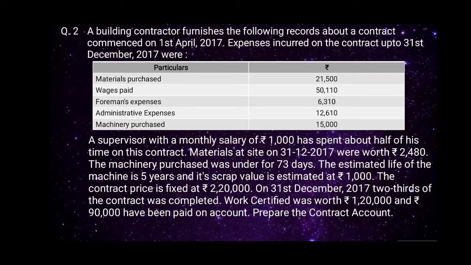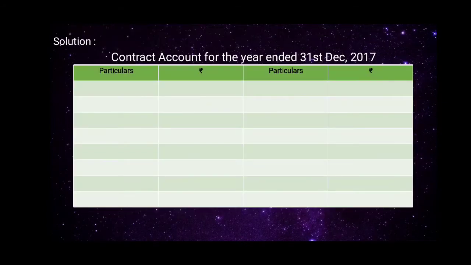So we need to calculate depreciation. The contract price is fixed at rupees 2,20,000. On 31st December 2017, 2/3 of the contract was completed. Work certified was worth rupees 1,20,000 and rupees 90,000 have been paid on account. Prepare the contract account. So let us start preparing the contract account for the year ended 31st December 2017.